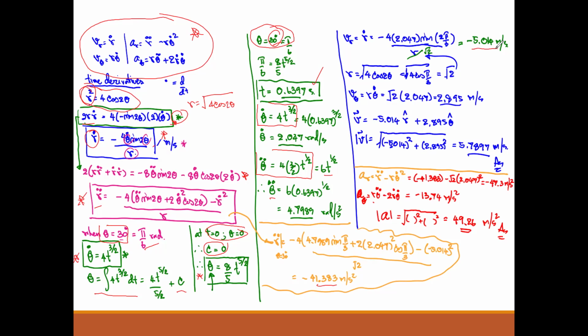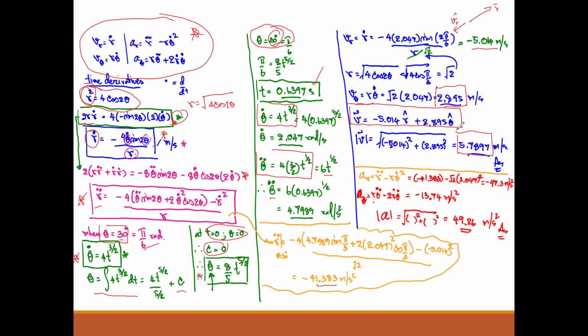What does it mean? It means that the velocity in the R direction is opposite to the R direction, right? R goes out, but in this case VR goes inside. For the theta direction, velocity has two components. We have V theta, which is equal to r theta dot, with a magnitude of 2.895. We can represent the velocity vector here, and the magnitude over here.